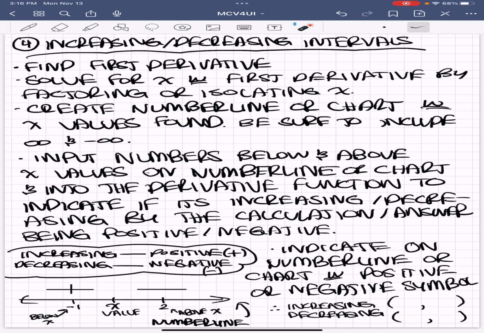So increasing and decreasing intervals. First you find the first derivative, then you solve for x with the first derivative by factoring or isolating x, and then you create a number line or chart with the x values found. Be sure to include infinity and negative infinity as well. So we input numbers below and above the x values on the number line or chart, and we input them into the derivative function to indicate if it's increasing or decreasing by the answer being positive or negative.